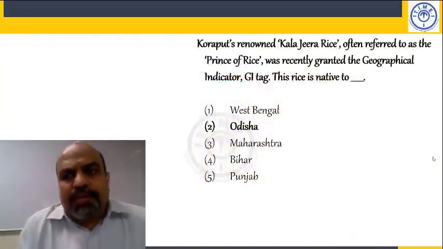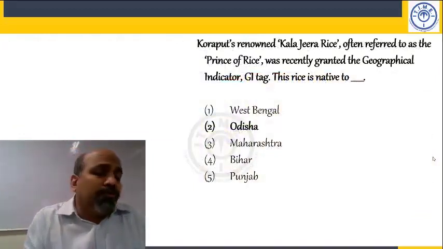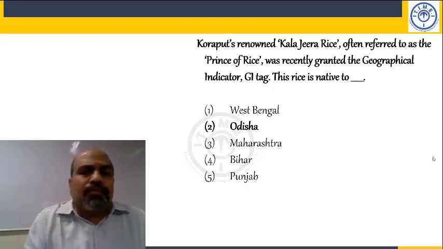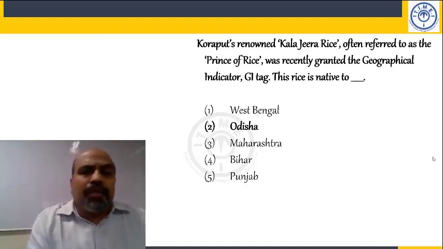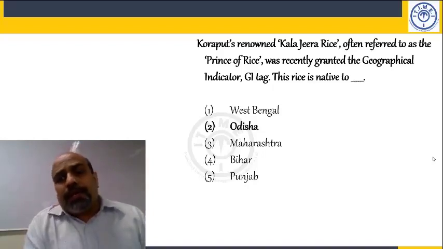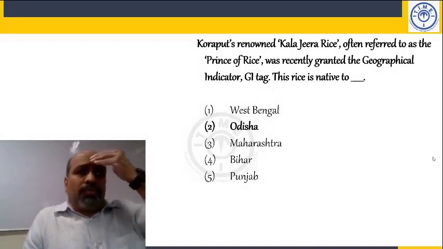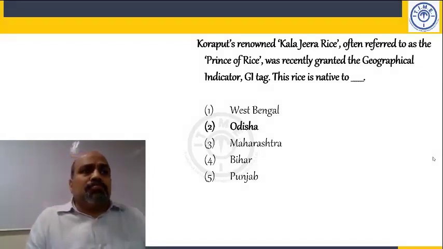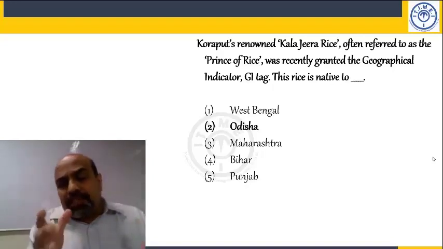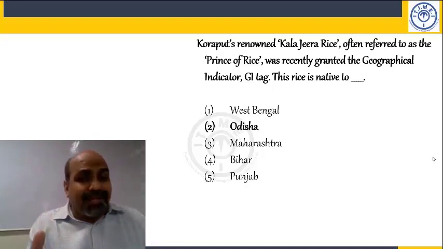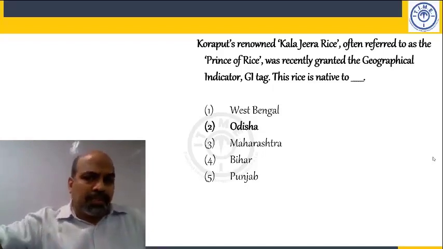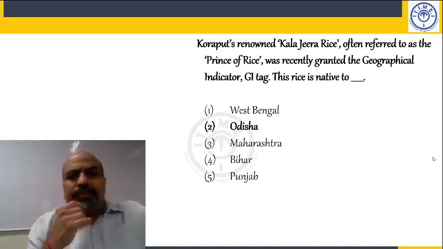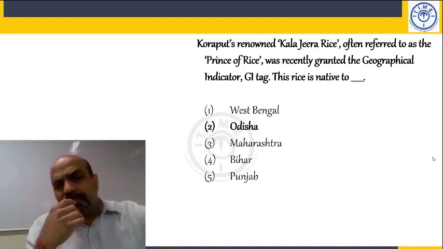Koraput's renowned Kala Jeera rice, often referred to as the Prince of Rice, was recently granted the geographical tag. This is native to Odisha. Koraput, for varied reasons, is one of India's poorest districts, my friends. There is a predominance of tribal population, and Koraput was one of those identified districts listed as poor, especially when it concerned certain parameters like hunger, access to education, sanitation, basic living income, and all that. So there is this stretch called Koraput, Bolangir, Kalahandi, 3 places. It's a stretch actually. So very, very poor, my friends. Things are changing. Hopefully they change for better, but that's how it is.